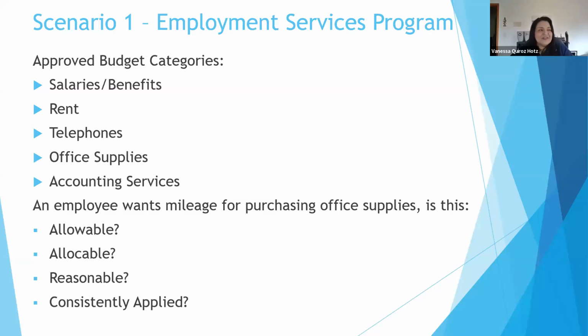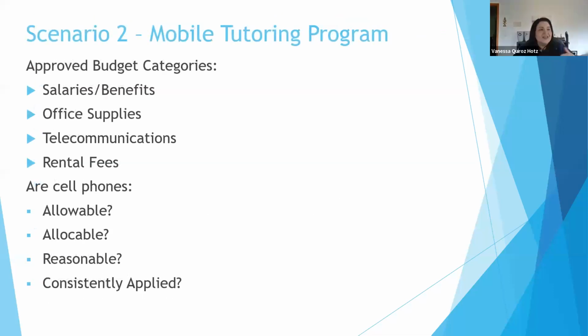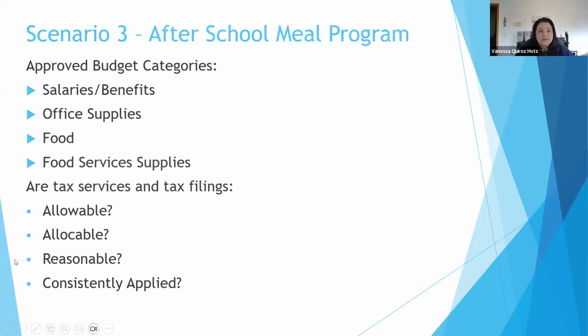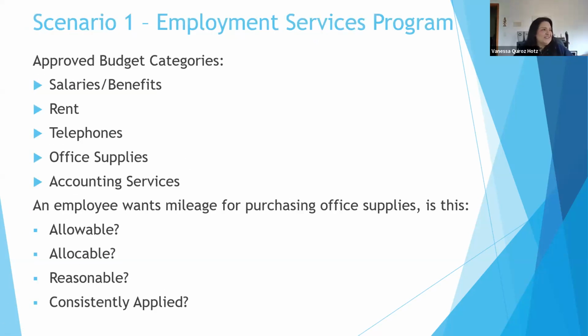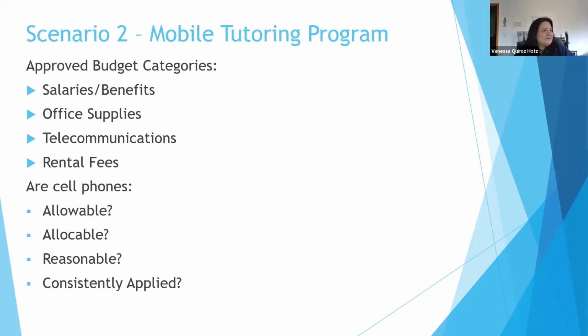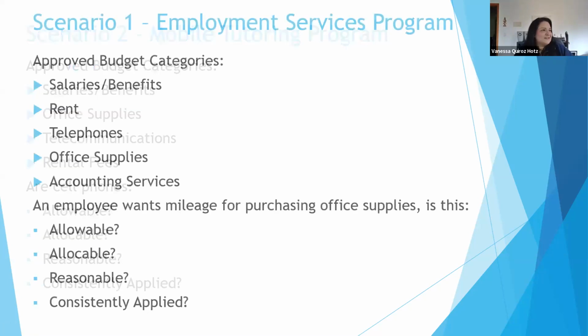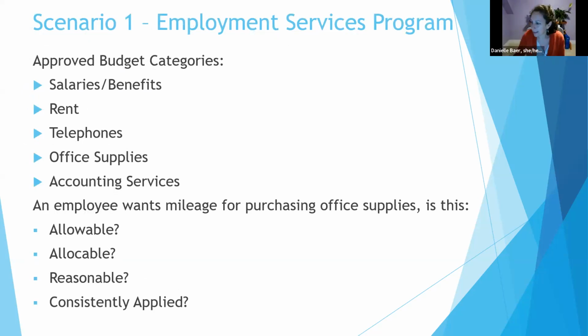Next slide. So here's a question. Oops. Okay, well, we can do this one. Mobile tutoring program. Let's say the budget is salaries. Then, oops, they're shifting. Okay. So you have, they keep moving. Okay, hold on. I'm sorry, I'm not sure why it's doing that. Okay. Do you want me to keep it on this slide?